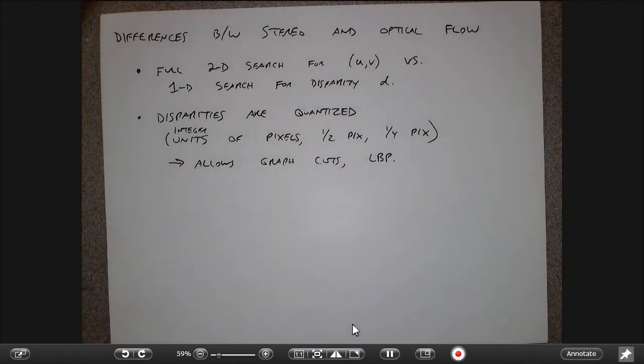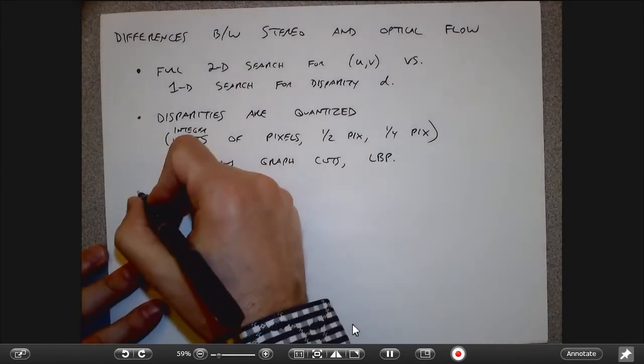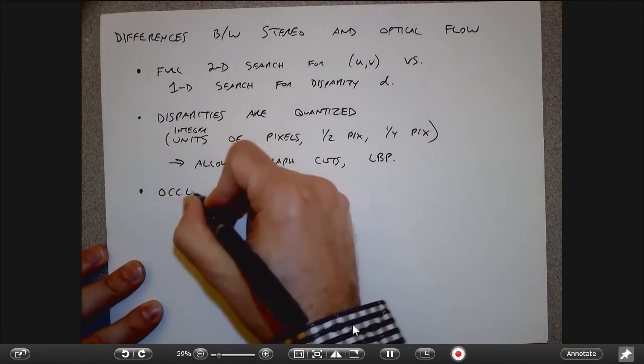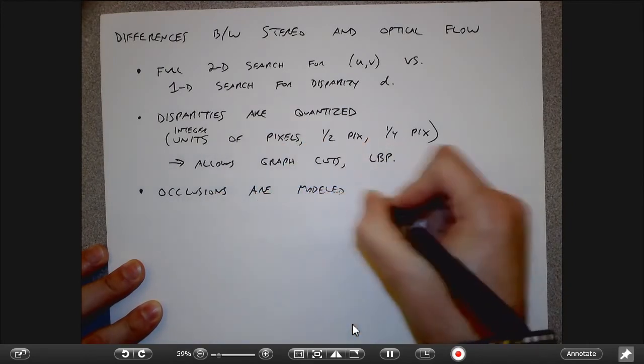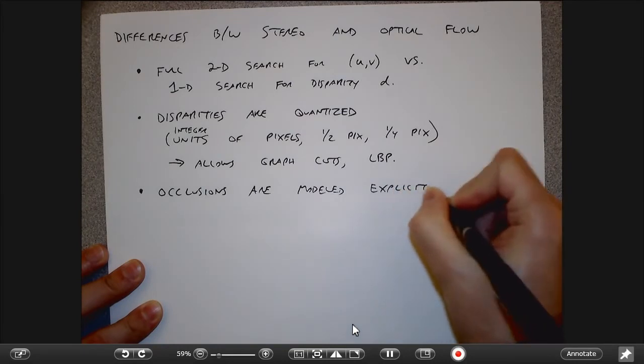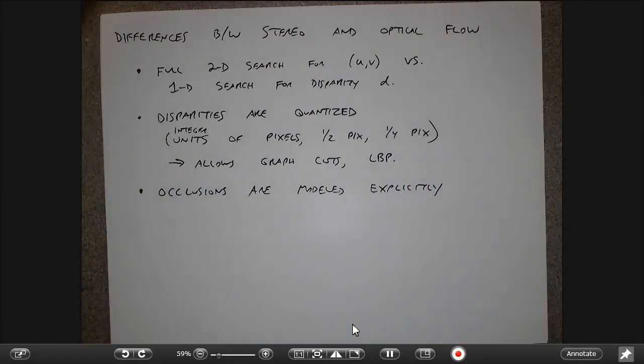So one thing that I swept under the rug in the optical flow part is what happens when you have occlusions. One thing I talked about in the optical flow section was, you could probably figure out that you had an occlusion because if you compute the flow vector forward and the flow vector backward, they don't match up. But that doesn't necessarily help you model the occlusions. And so one thing that happens a lot in stereo is that occlusions are modeled explicitly. Again, we'll talk about that a little bit in a second.